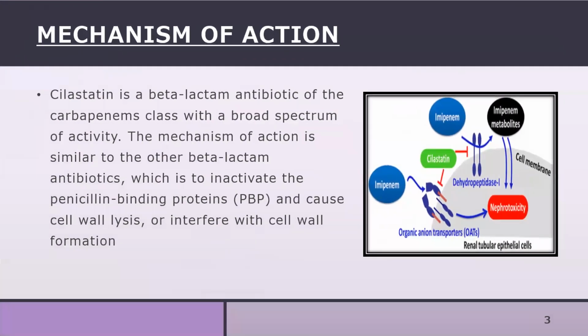The mechanism of action of cilastatin. Cilastatin works the same as the other beta-lactam antibiotics. So cilastatin is actually a beta-lactam antibiotic, and it belongs to the carbapenems class, and it has a broad spectrum of activity. As it works the same as the other beta-lactam antibiotics, it inactivates the penicillin binding proteins and then causes cell wall lysis or cell wall breakage, inhibiting the formation of the cell wall and its synthesis.